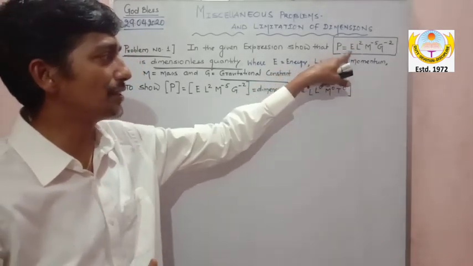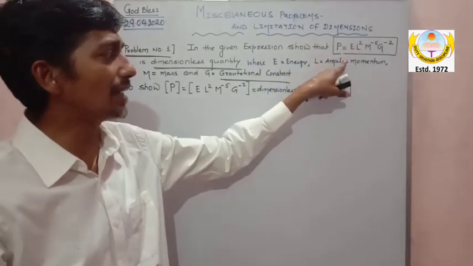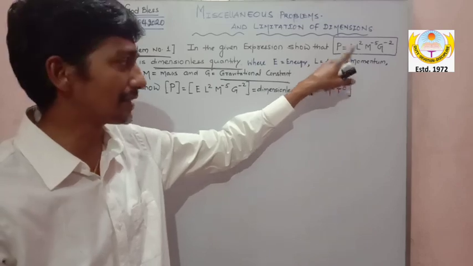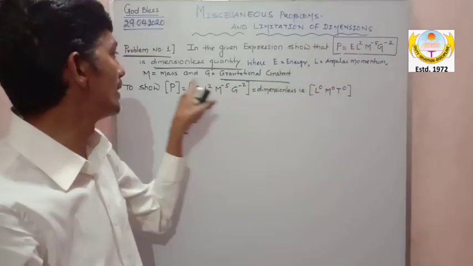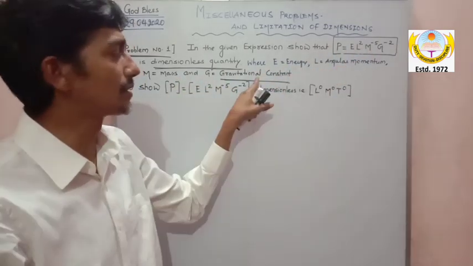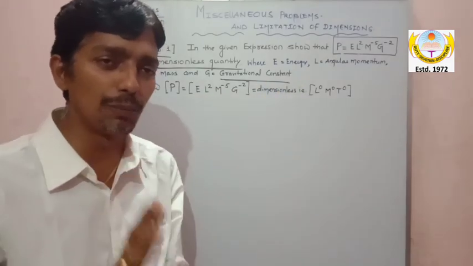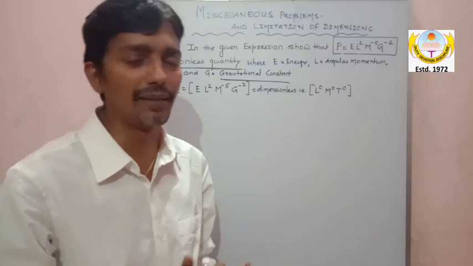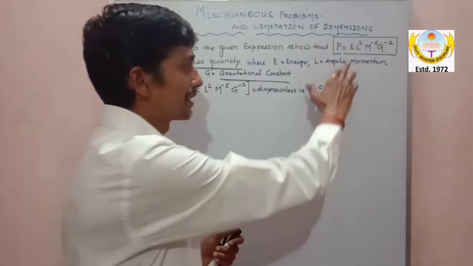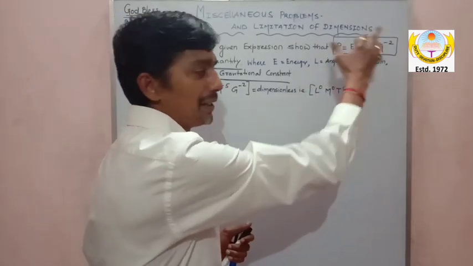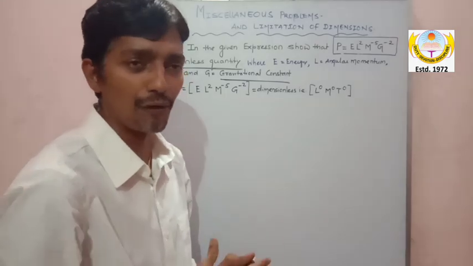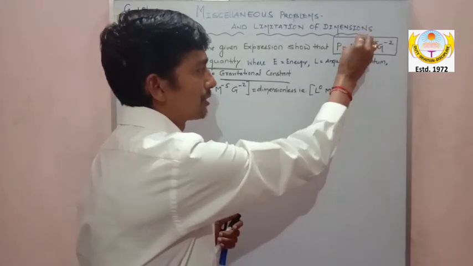Now what are these four quantities? E is energy, L is angular momentum, as given in the question, m is mass and G is the gravitational constant. So what is our aim? I hope you all understood. We have done so many questions on dimensions. We need to calculate every dimension first according to its formula, and then substitute.